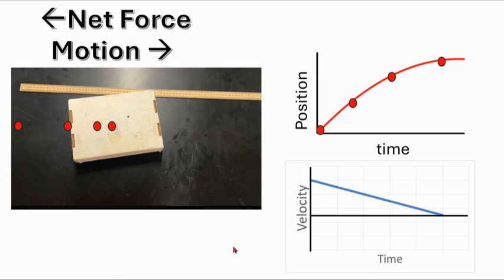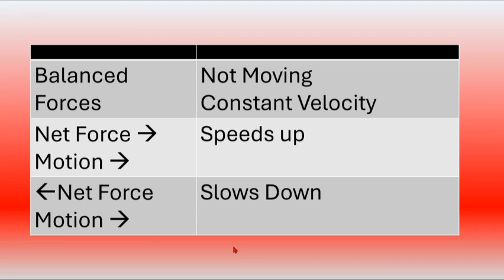That's a result of the motion being in one direction, but the net force pushing it in the other direction. To sum up what we've learned: if you have balanced forces, there are two options. The object could be not moving at all, in which case it's just going to continue not moving, or it could be moving at a constant velocity, and it's going to continue moving at that constant velocity until it encounters a net force of some type.